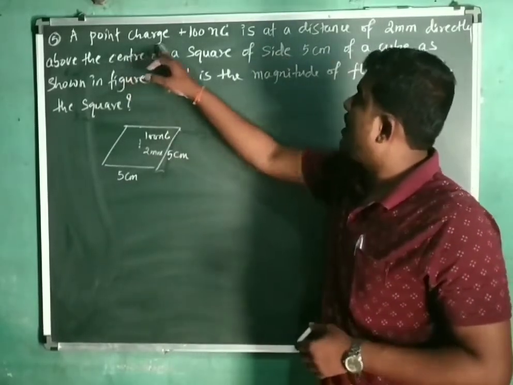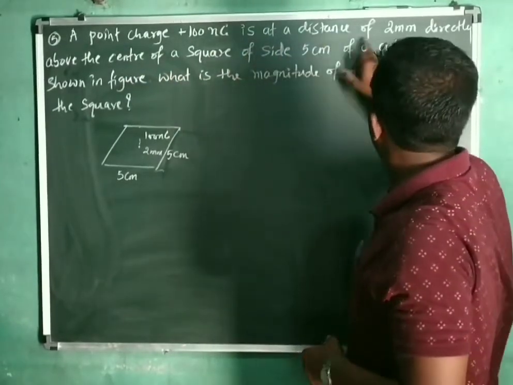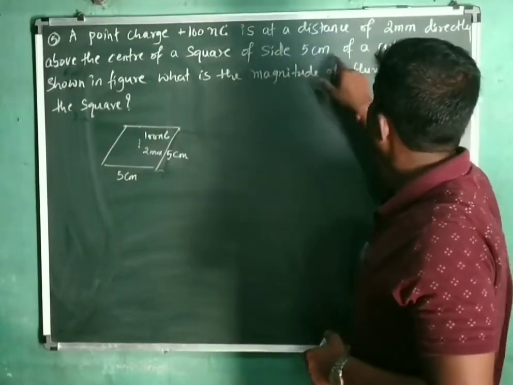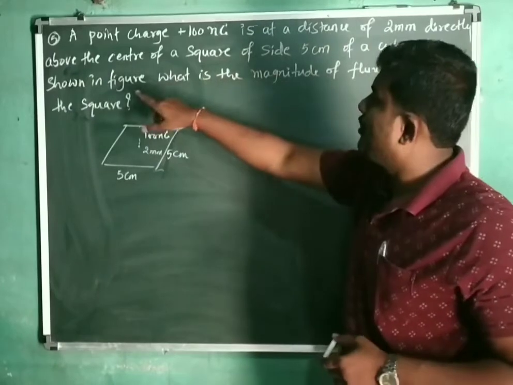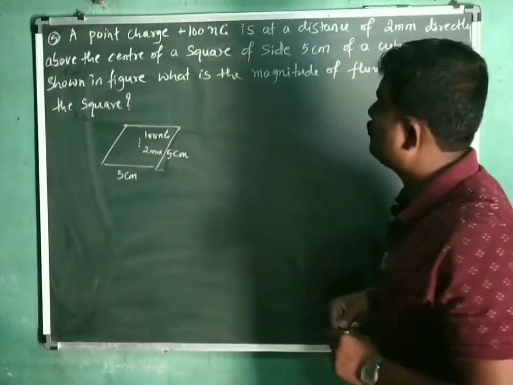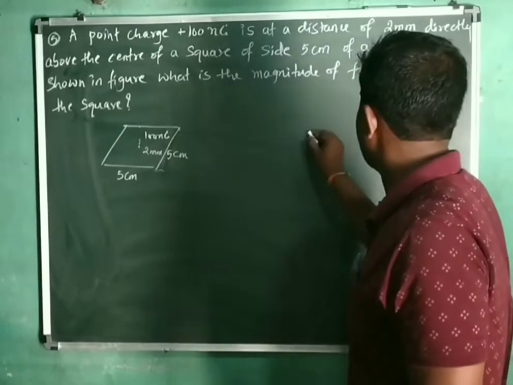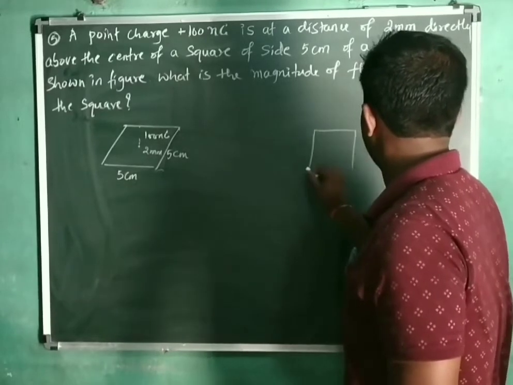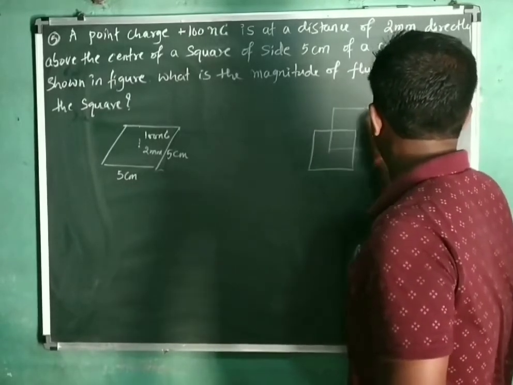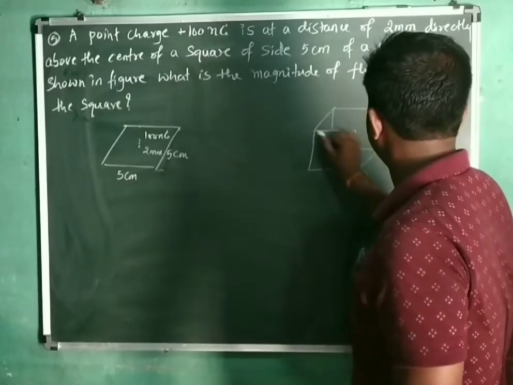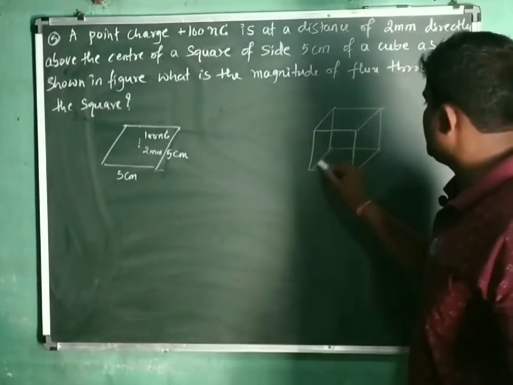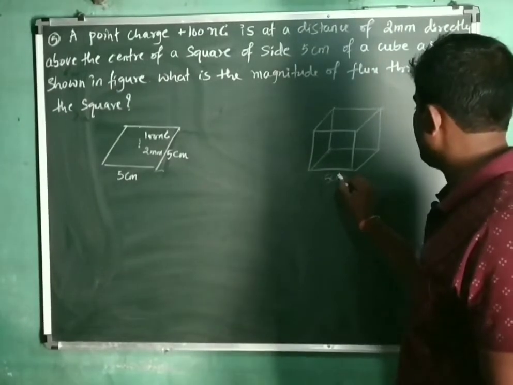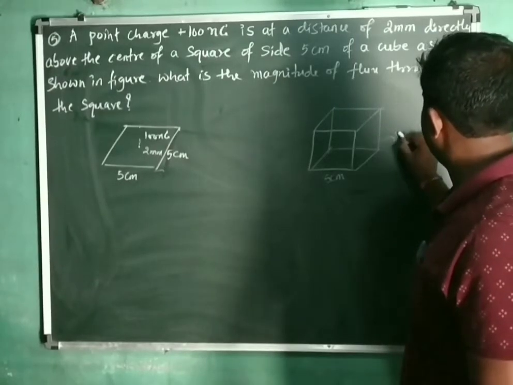See here, a point charge of plus 100 nanocoulomb is at a distance of 2 mm directly above the center of a square of side 5 centimeter of a cube as shown in the figure. What is the magnitude of the flux through the square? See here, one square is there, like this. This is a cube. For this surface they have placed a 100 nanocoulomb charge, and this cube has a side of 5 centimeter.